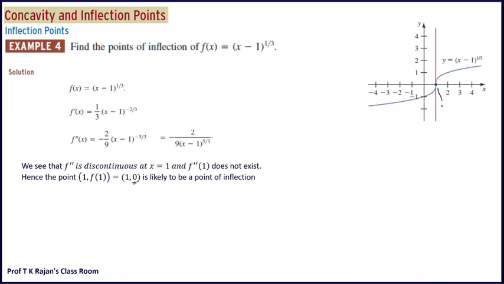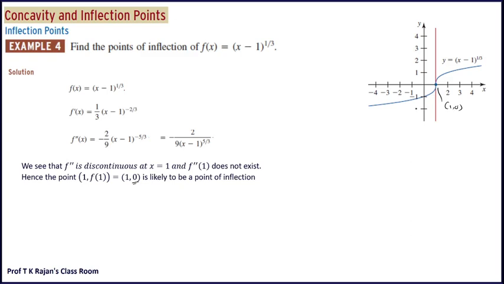So this is the point (1, 0). This is likely to be the point of inflection. Looking at the graph, if you draw the graph, then we can see that the curve changes its concavity from concave upward to concave downward, and therefore (1, 0) must be a point of inflection.